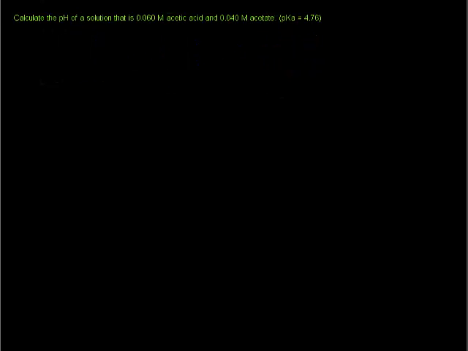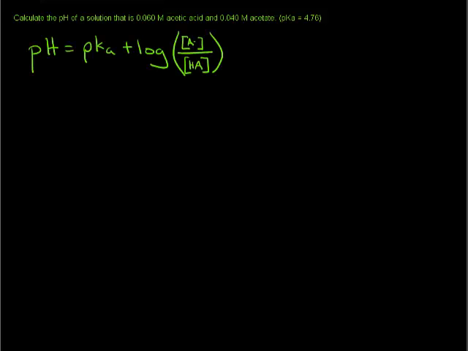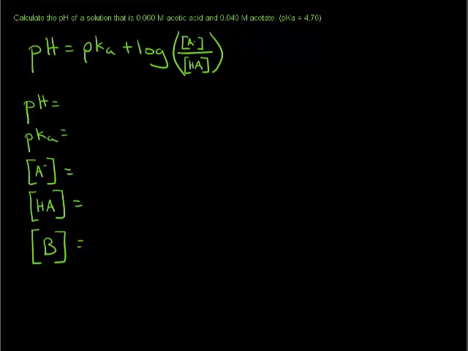Alright, let's do a problem. It asks us to calculate the pH of a solution that is 0.06 molar acetic acid and 0.04 molar acetate with a pKa of 4.76. The first thing that we notice is that it is a Henderson-Hasselbalch equation, and we will want to write that down and our variables. Now we need to find out which numbers go where.